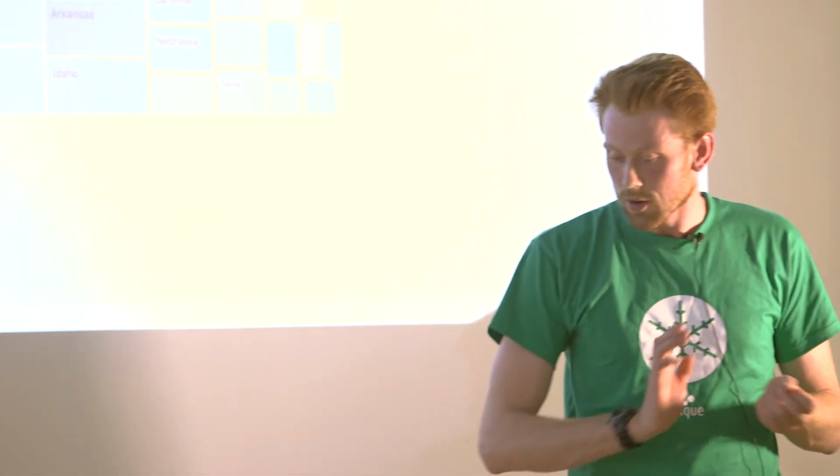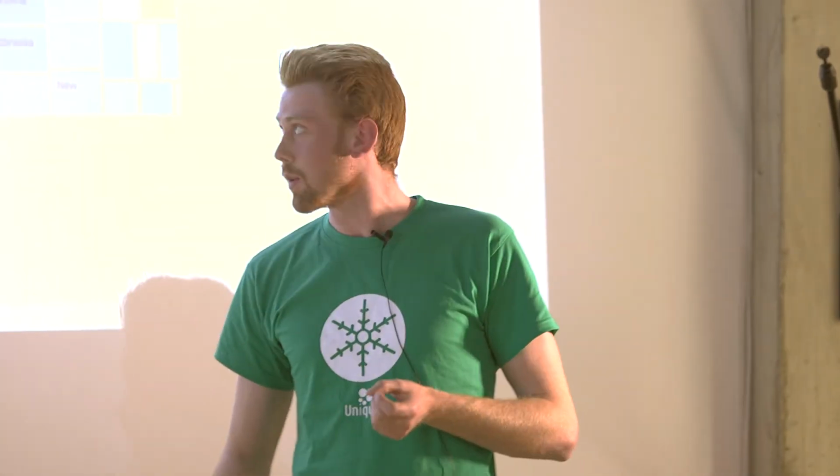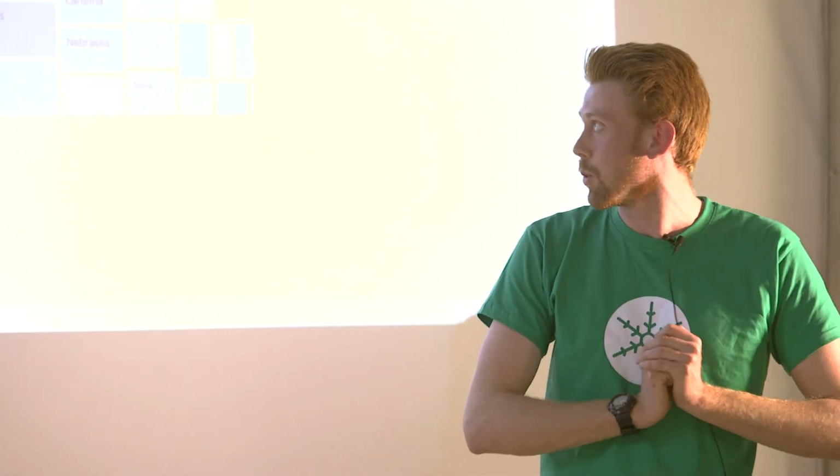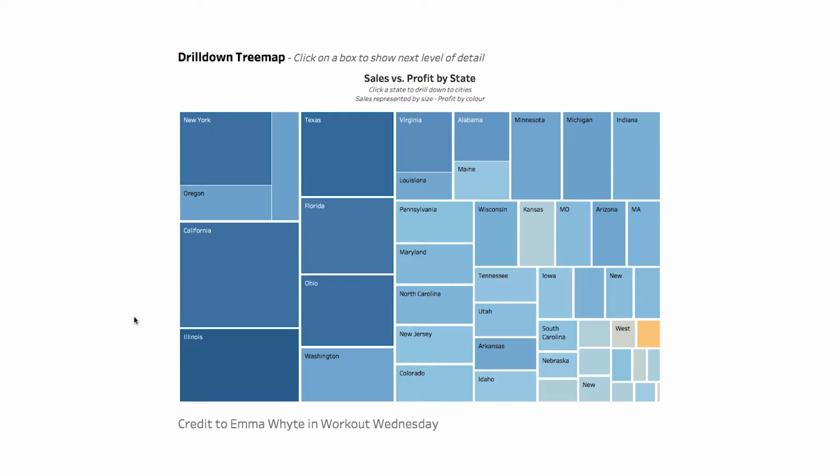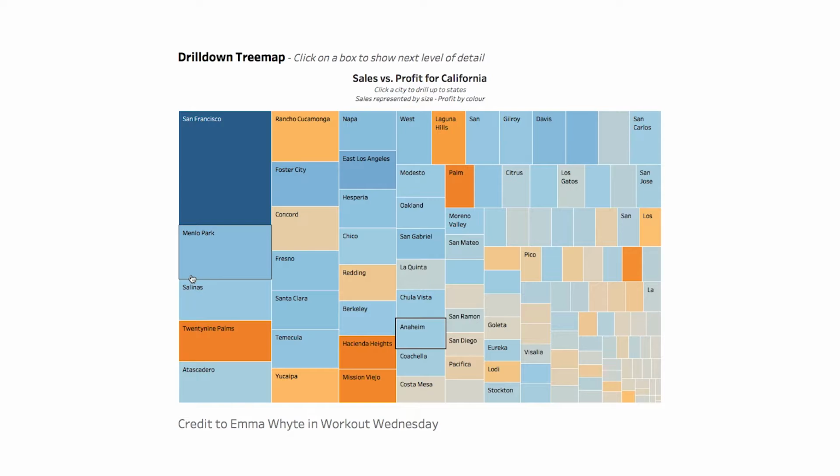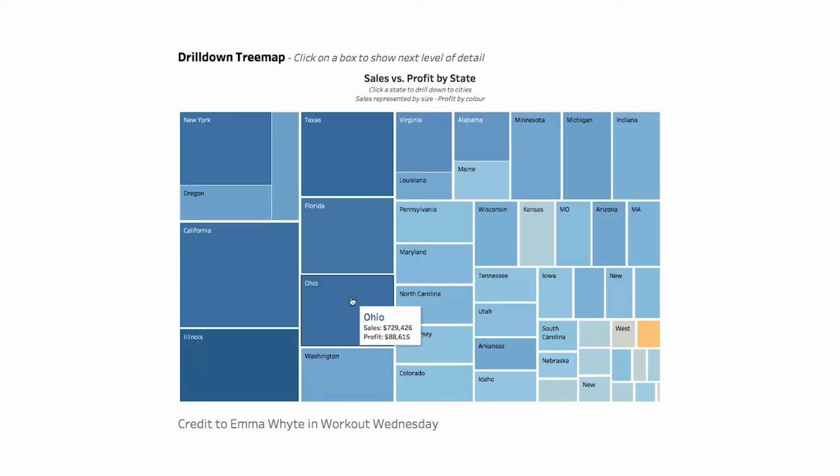Now, the final quick example I'm showing is a drill down tree map. I've got to give Emma White some credit for this in the Workout Wednesday, and I've rebuilt this off the back of all her funky calculations. So this is just showing stuff by state level, with color being the profit and sales the size. But what about if I'm California's manager and I want to see what's going on by city? Click there, and we can see all the different cities within. And then if I want to click back again, I can click back, and it's a really nice, easy way to show different levels of data.